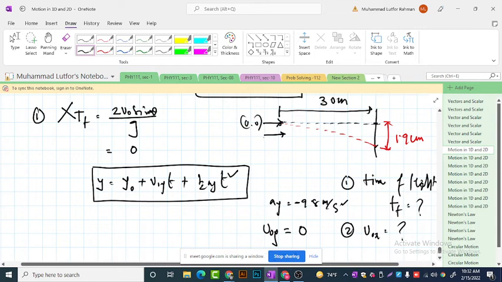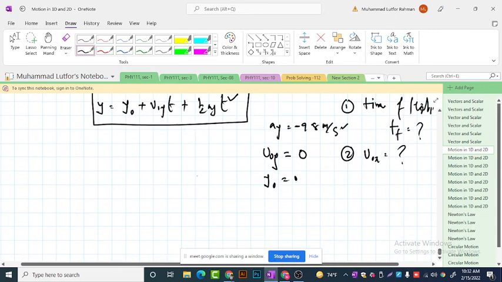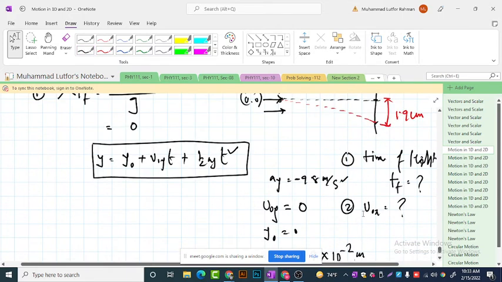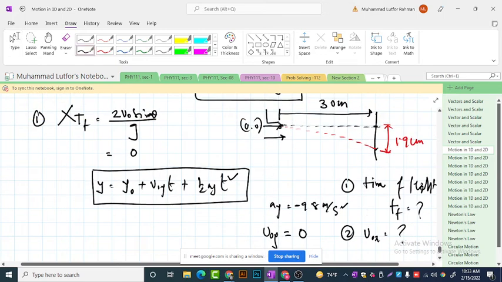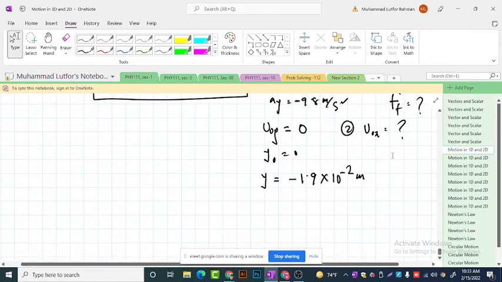That's why y naught is 0, and y, which is the final displacement, should be minus 1.9 times 10 to the minus 2 meter, because it was 1.9 centimeter and I converted that into meter. And I give the minus sign since I am choosing this as my origin, and finally it's moving towards the negative y direction. It strikes a point below my origin, towards the negative y direction. So that's why y would be minus 1.9 times 10 to the minus 2 meter.